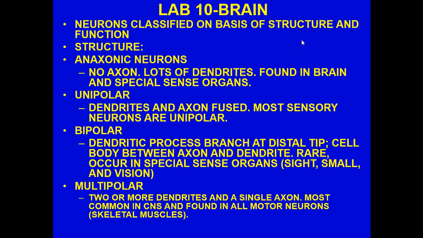Finally, multipolar. These are where you have two or more dendrites and a single axon, and they are most common in the CNS and found in all motor neurons. So they have some role in the initiation of contractions in skeletal muscles.